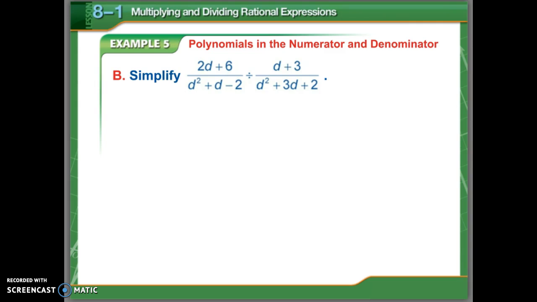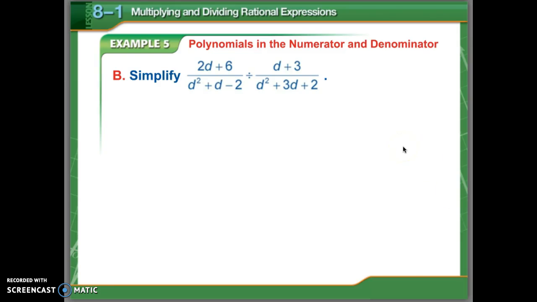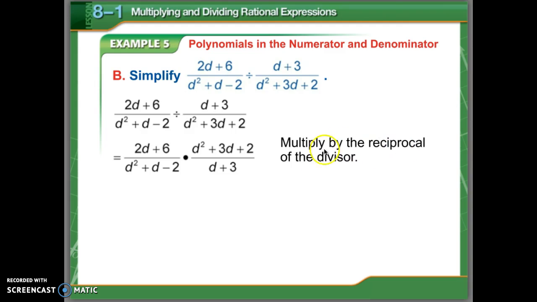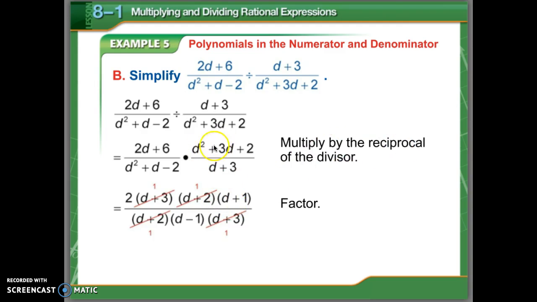All right, in part B, we have a division problem. So remember, we're going to flip our second fraction over. We're going to have to factor this thing. We're going to have to factor this one. We've got a couple of these polynomials, quadratics, that we're going to have to factor. So when we flip over the second fraction, we have d squared plus 3d plus 2 on top.